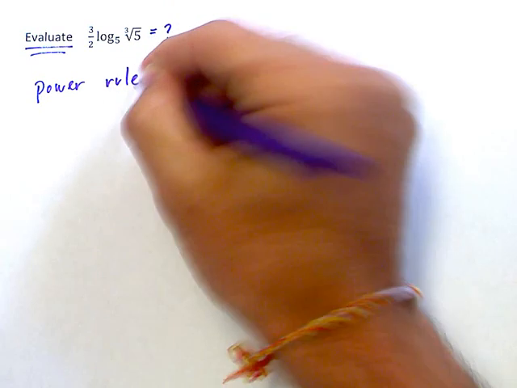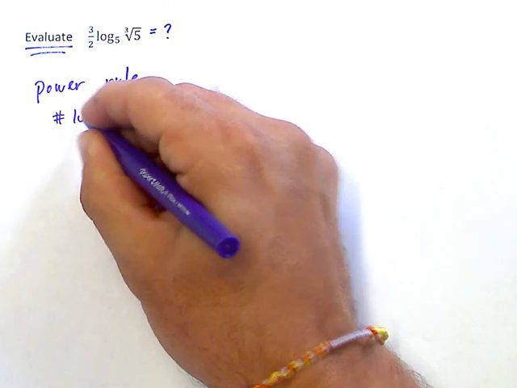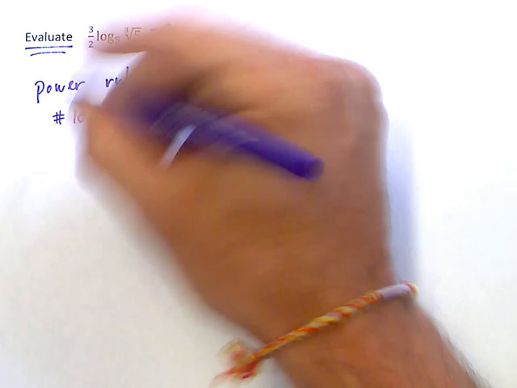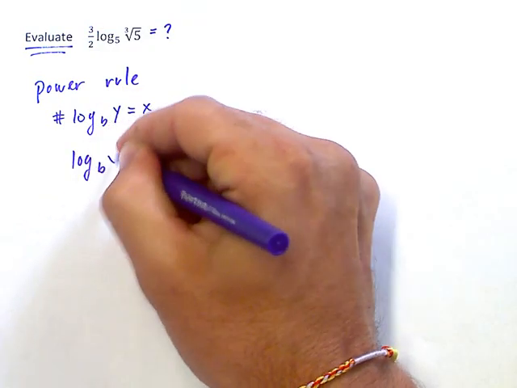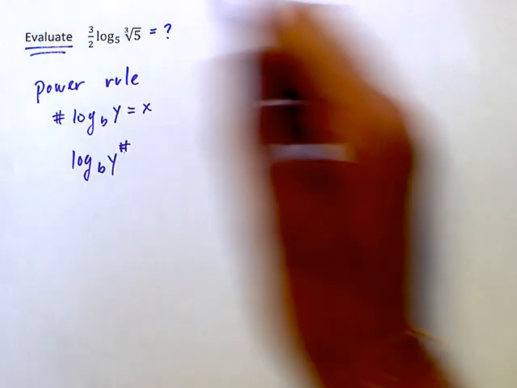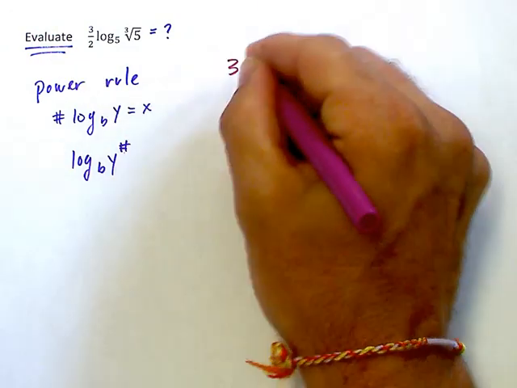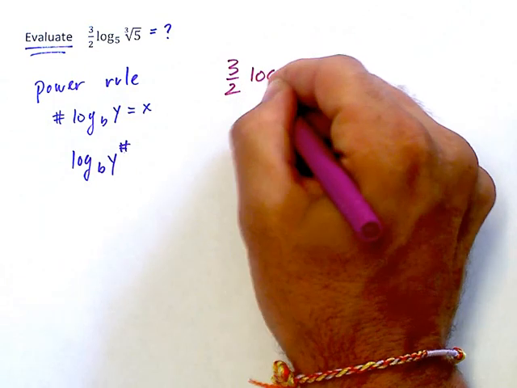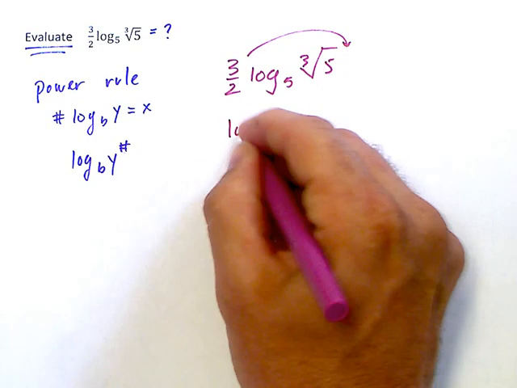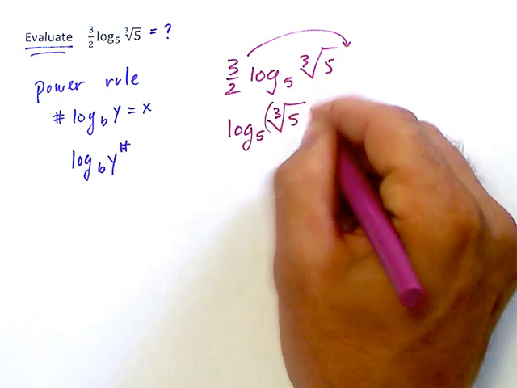Let's say I have a number here, log with base b, of y is equal to x. This number here can in fact be rewritten as log base b of y with an exponential power rule. Now what that does is it allows me to rewrite this logarithm as 3/2 log 5 cube root, or log of the cube root of 5 to the power 3/2.